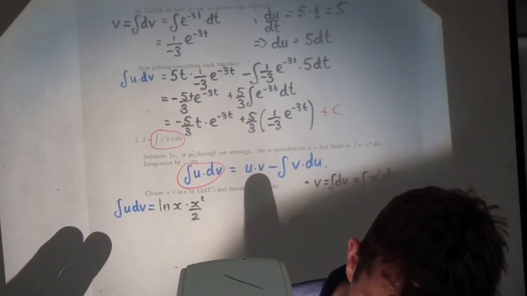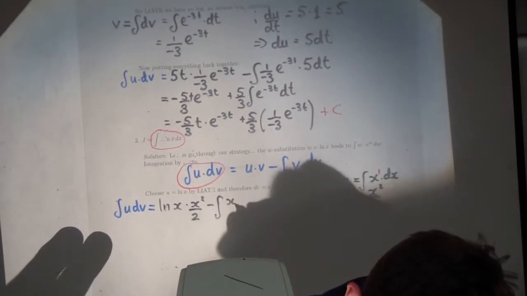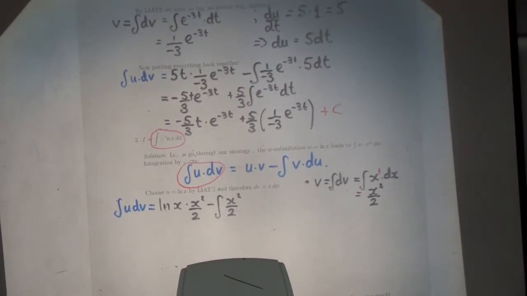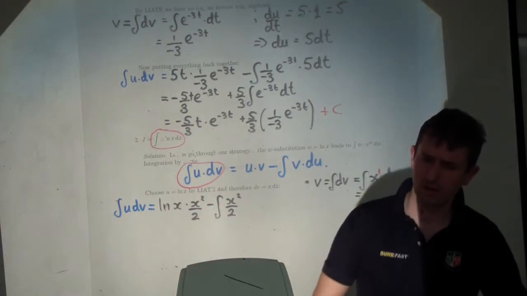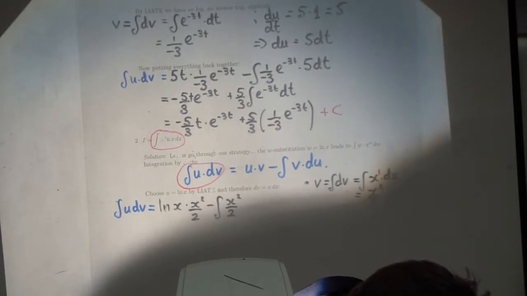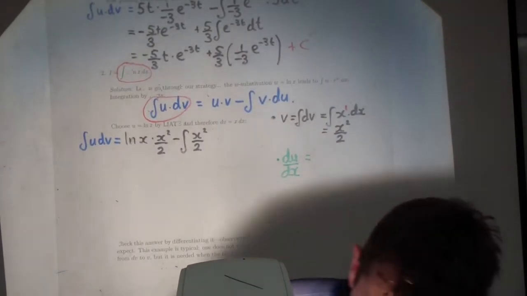So that's uv minus the antiderivative. v is still x squared over 2, times du. How do I get du? Differentiate log of x. Yeah, differentiate u. So I get du dx equal to, what is the derivative of log of x? 1 over x.